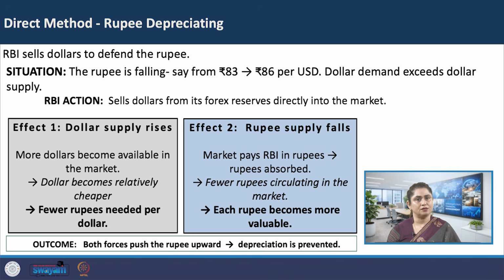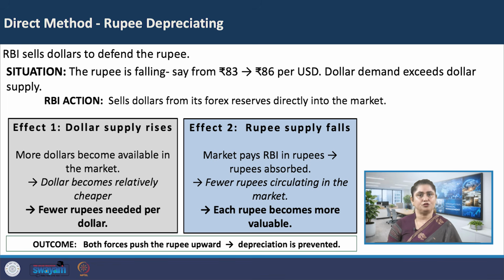Now what happens? Dollar supply in the market increases. More dollars are now available. When anything becomes more available, its price falls. So the dollar becomes relatively cheap, meaning fewer rupees are needed per dollar. And hence what happens? The rupee recovers and it stops depreciating further.